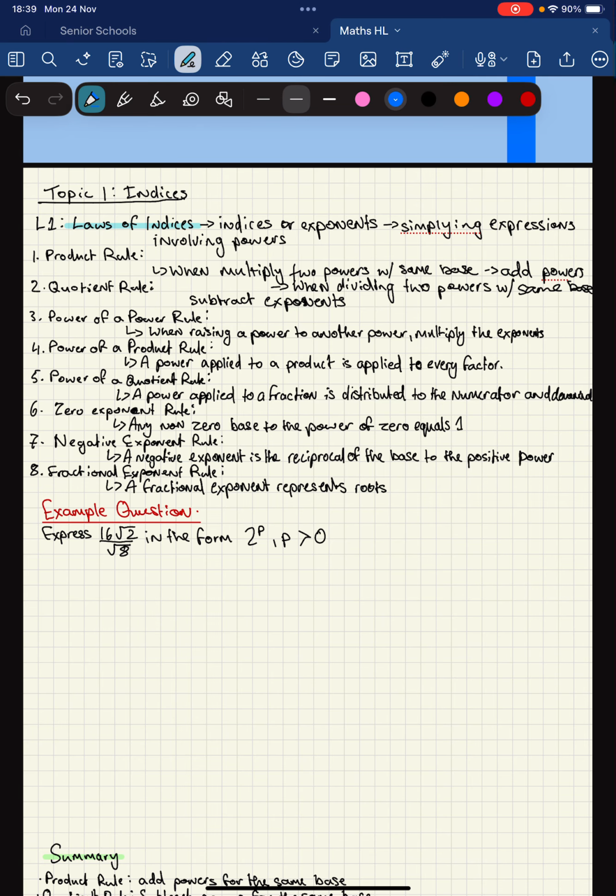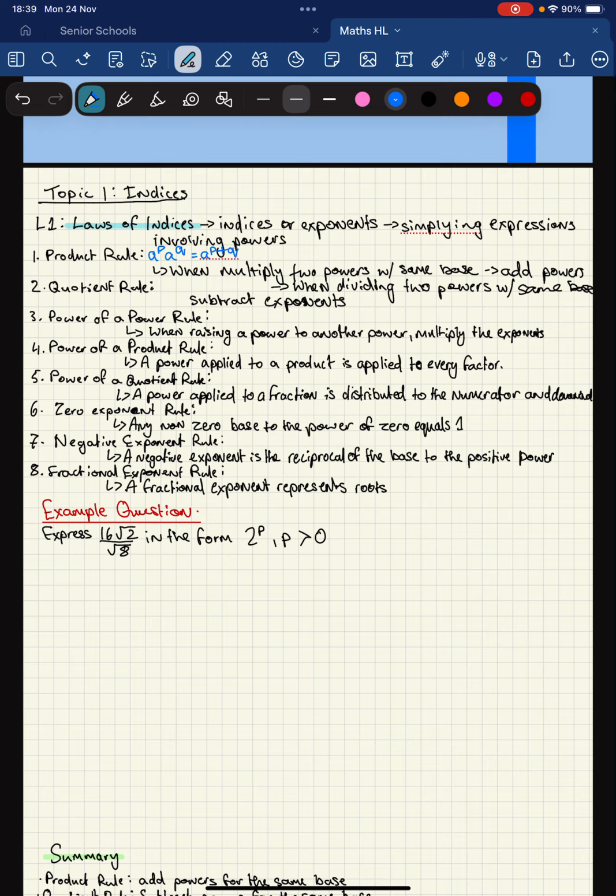So our first rule is the product rule, right? The product rule is, if we look at the example of a to the power of p, and then a to the power of q. So essentially, you might come across something like this. This is the exact same as if you wrote it as a to the power of p plus q.